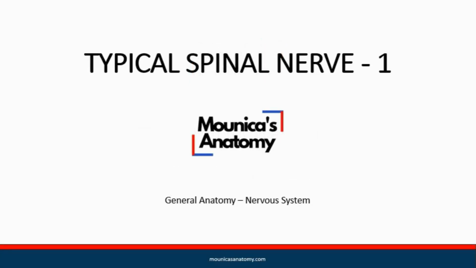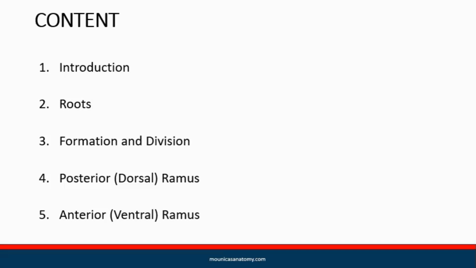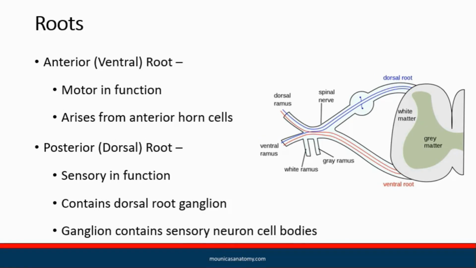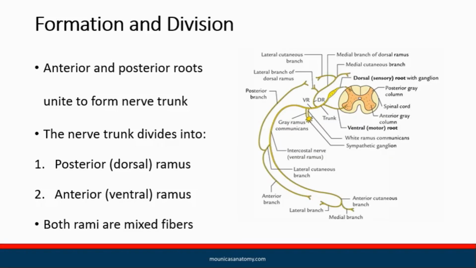Topic is typical spinal nerve, part 1. Let's study introduction, roots, formation and division, posterior and anterior ramus. A typical spinal nerve is formed by two roots, anterior and posterior. These emerge through the intervertebral foramen, and the spinal nerve is a mixed nerve. Roots: the anterior or ventral root is motor in function, arising from anterior horn cells. The posterior root is sensory in function and contains the dorsal root ganglion.